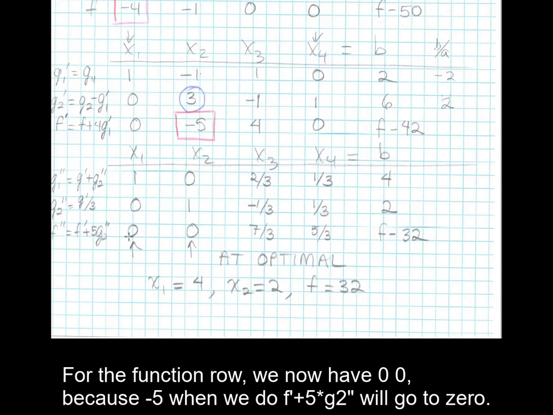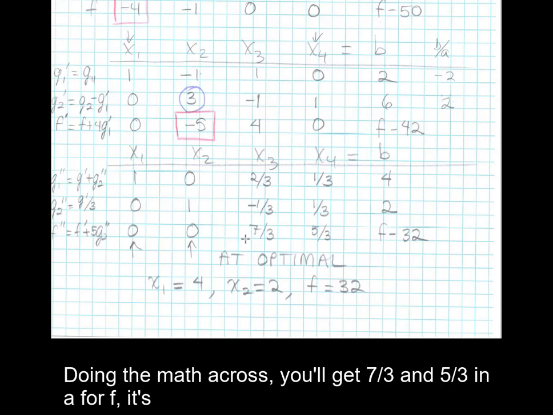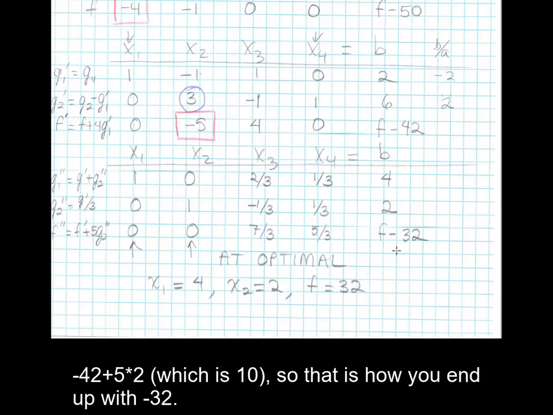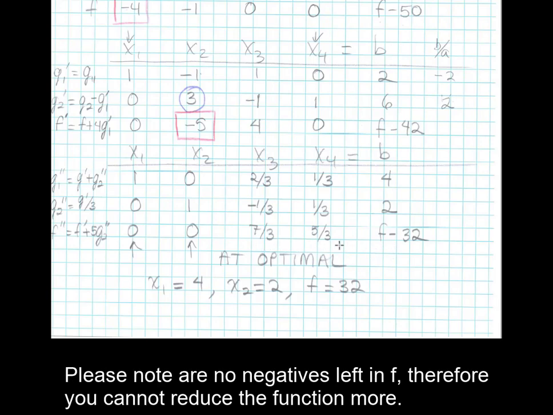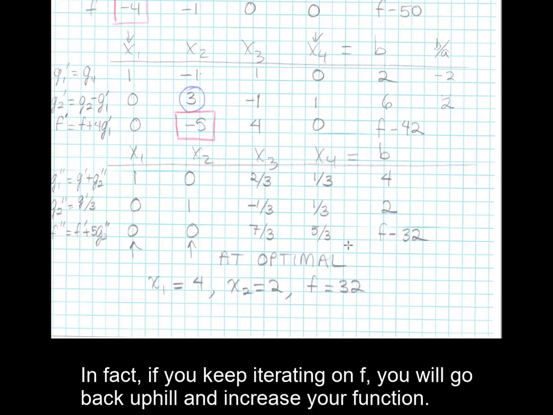For the function row, we now have 0, 0, because the minus 5 when we do f prime plus 5g2 double prime will go to 0. Doing the math across, you'll get 7/3 and 5/3, and then for f, it's minus 42 plus 5 times 2, which is 10. So that's how you end up with minus 32. Please note there are no negatives left in f, therefore you cannot reduce the function more. In fact, if you keep iterating on f, you will go back uphill and increase your function.